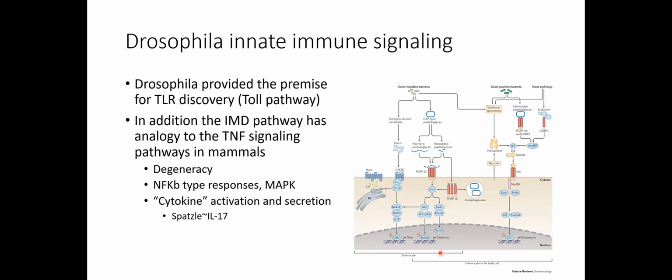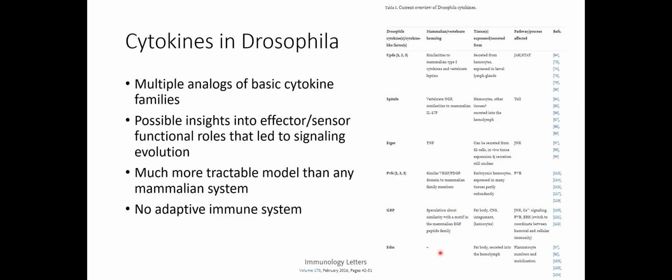not super well correlated. This just lists some of the cytokines that have been found. Like I said, there's an IL-17, there's a TNF. There's things like type 1 cytokines, so like the type 1 interferons. But interestingly, flies seem much more worried about bacteria than they do about viruses. And that could be an accident of evolution, but a lot of their focus is on getting rid of bacteria. And there's no adaptive immune system.